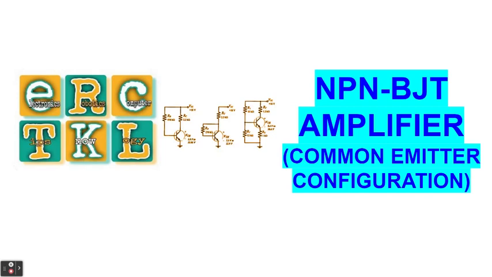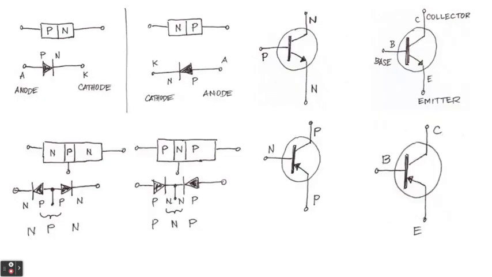In this episode, I will be showing you the NPN BJT as an amplifier using the common emitter configuration. First, let's have a review of what a transistor is.